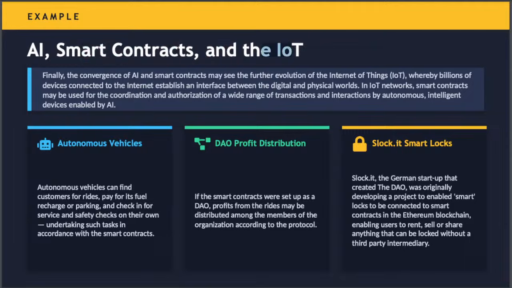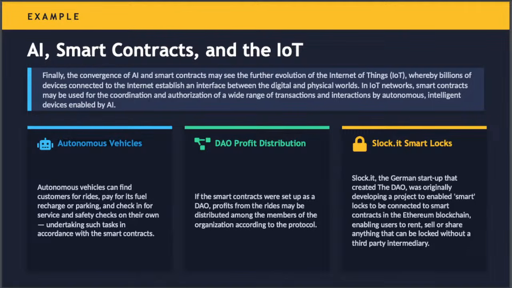All right, now we have AI, smart contracts, and the Internet of Things. Finally, the convergence of AI and smart contracts may see the further evolution of the Internet of Things, whereby billions of devices connected to the Internet, that's your 5G, establish an interface between the digital and physical worlds. In IoT networks, smart contracts may be used for the coordination and authorization of a wide range of transactions and interactions by autonomous, intelligent devices enabled by AI.